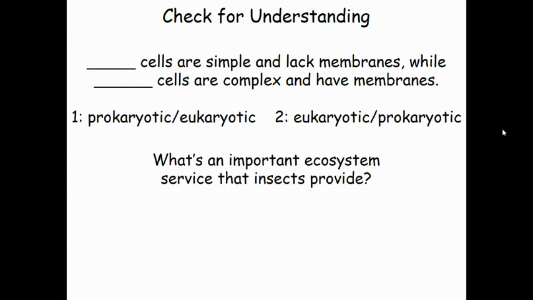What's an important ecosystem service that insects provide? Take a look at number 4. Pollination. There are a number of different ecosystem services, but pollination is the big one.